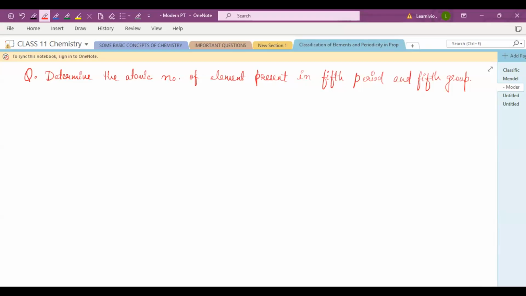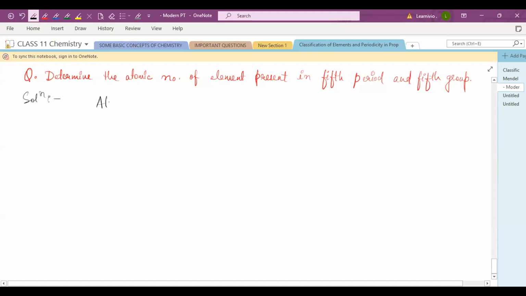The atomic number will be 59. Yes, atomic number is 59. Yes, ma'am. 41, right? Yeah, it's 41, not 59, Simra. See what you have done.